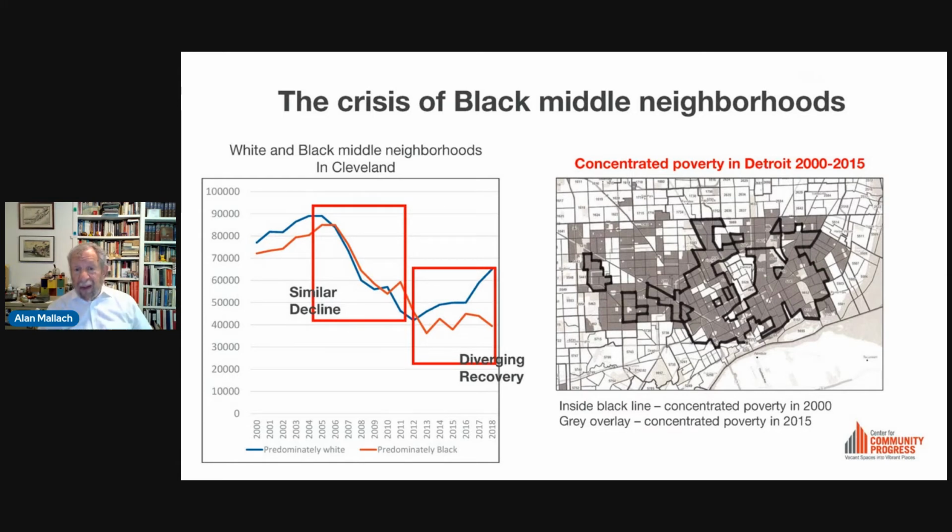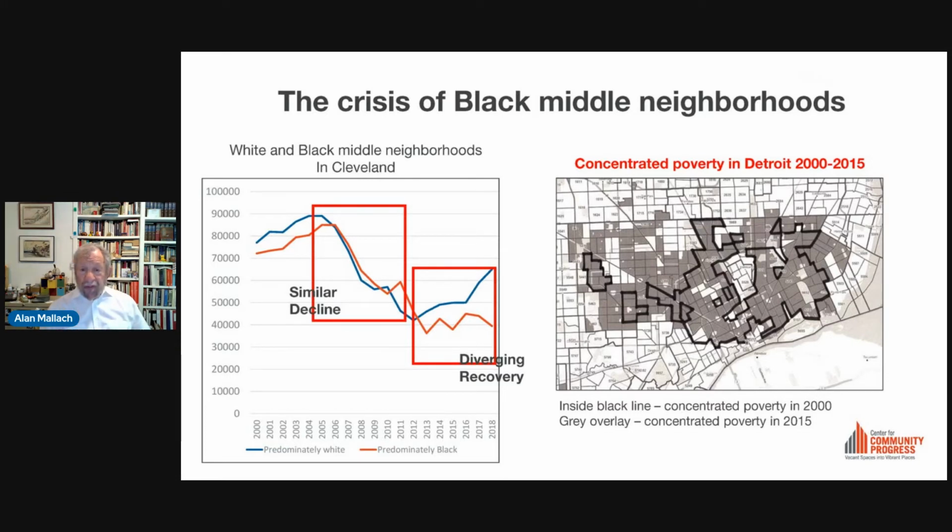And the picture on the left, on the right, well, it's an example. Here I'm showing what happened. And this is where the racial nature of housing markets becomes so critical, because white as well as Black neighborhoods took a hit in the foreclosure crisis, but the white neighborhoods have recovered far more than the Black neighborhoods.